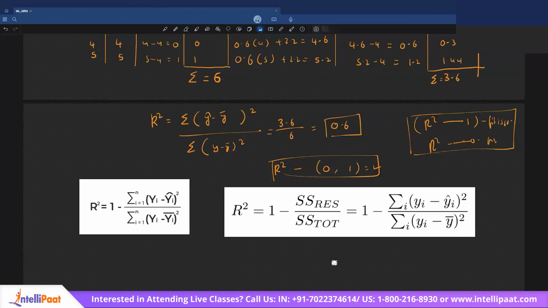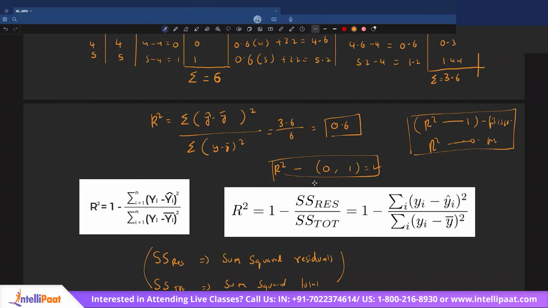Listen to me carefully. Do you see this thing called SSRES? The full form of this is sum squared residuals. And the third is SS tot, sum squared total error. Now, I don't want you to get very confused with this concept, thinking, oh my God, what is this new thing? It's nothing. Literally nothing.